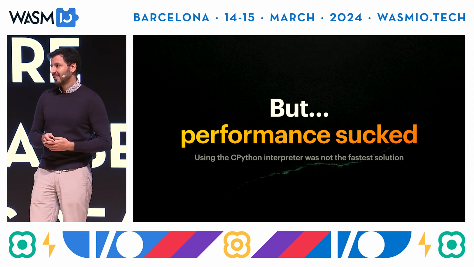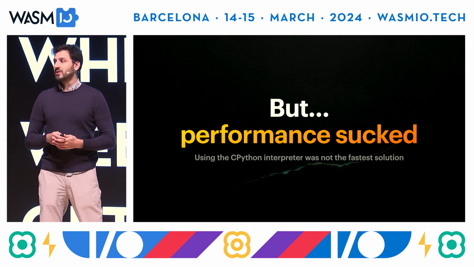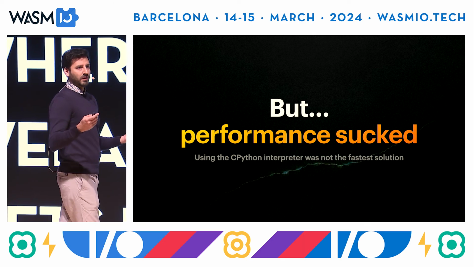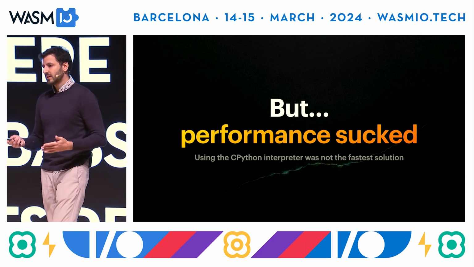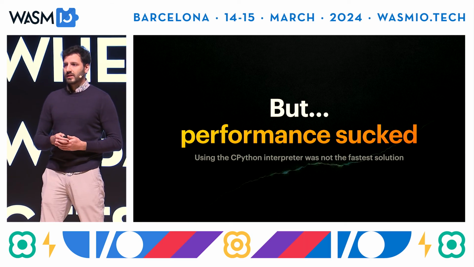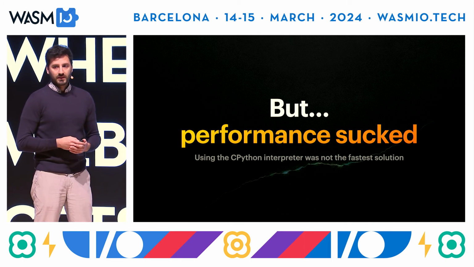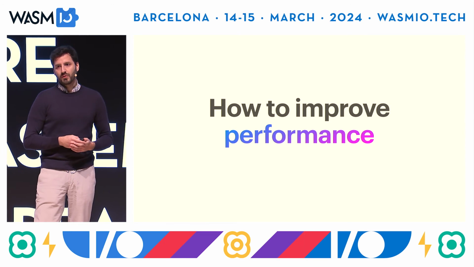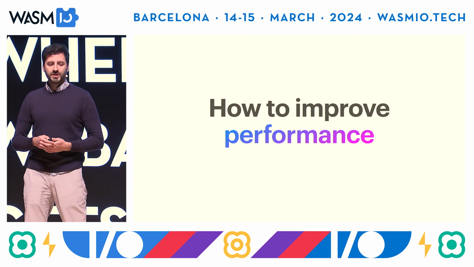But here's the reality. The performance sucked. It was not great. It was not as good as running Python basically natively, using normal Docker images and so on. While this is good, it gets things going, it's not as fast as it can get, which means it will be more expensive for us to run it than we would like. So we started thinking on how we can improve the performance of running our Python backend in Wasmer Edge.